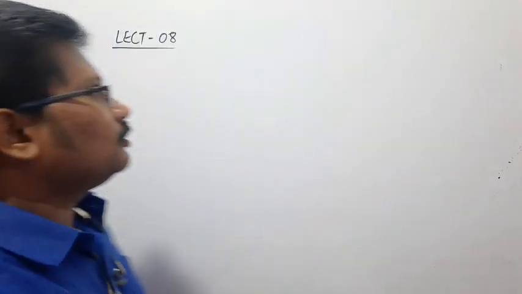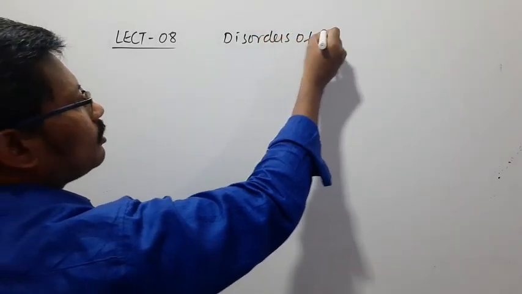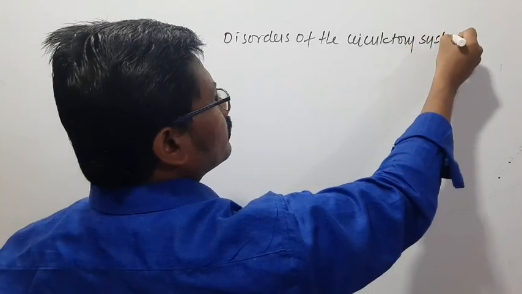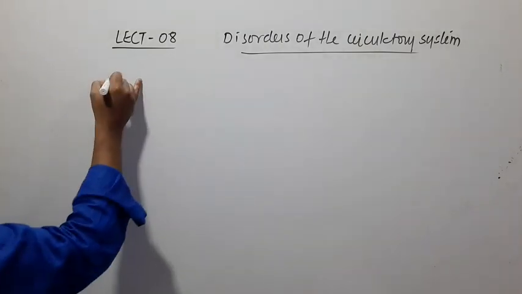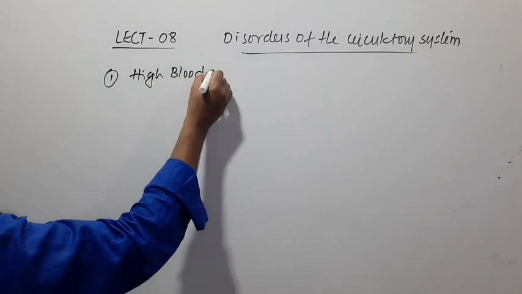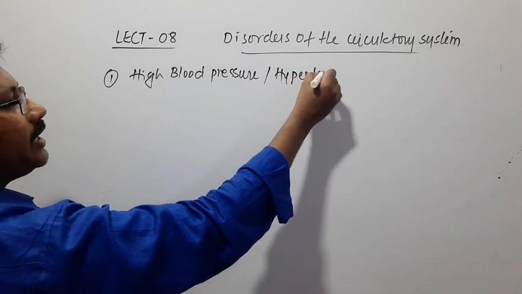In this session, we shall talk about disorders of the circulatory system, which will be the last part of this chapter, body fluids and circulation. So now, let's see the disorders of the circulatory system. Among those disorders, the first one I would like to talk about is high blood pressure, also called hypertension.